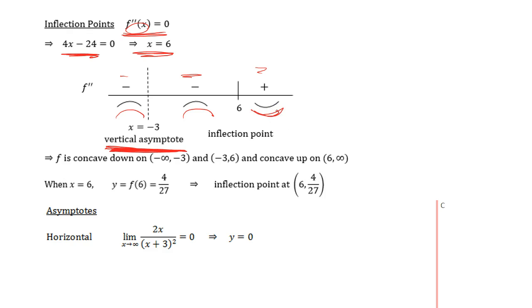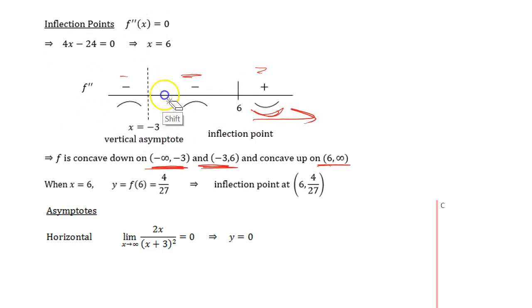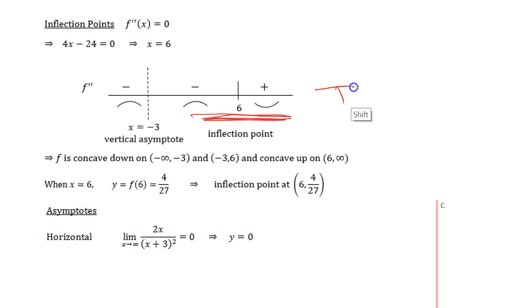So before we look at the inflection point itself, sometimes you're asked on what intervals it is concave down or concave up. And you notice that from negative infinity to negative 3, it's concave down. From negative 3 to 6, it's concave down. And it's concave up on 6 to plus infinity. So again, it looks a little messy. Or you can simply state that it's concave down from negative infinity to 6. Okay, so once we do that, you notice a change here from negative to positive. So that means we have an inflection point.